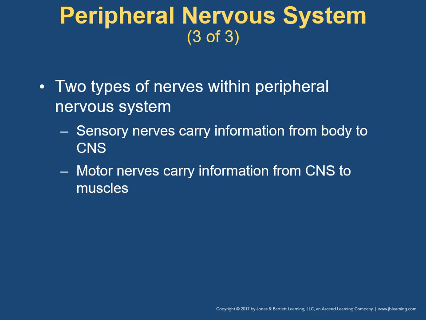There are two types of nerves within the peripheral nervous system. You have sensory and motor nerves. Sensory nerves carry information from the body to the central nervous system. They are constantly providing information to the brain about what different parts of the body are doing in relation to their surroundings. Motor nerves carry information from the brain to muscles. Each muscle in the body has its own motor nerve. Electrical impulses produced by cell bodies in the spinal cord are transmitted along the motor nerves to muscles, causing it to contract.